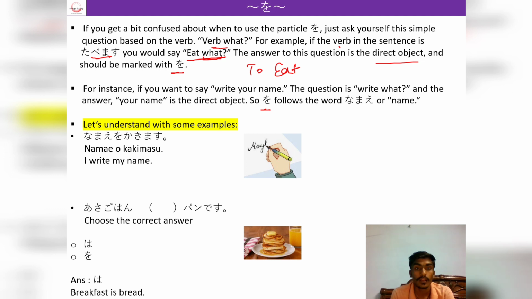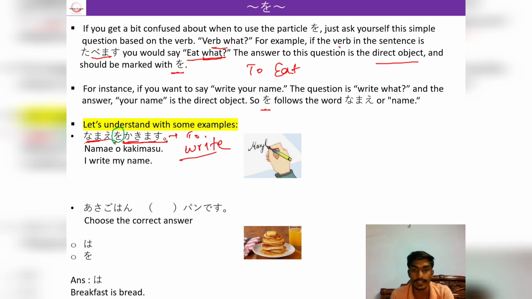For example, if we are writing a name, then also we will use the o particle. For example, namae o kakimasu. Here kakimasu means "to write" and namae is "name". So here namae is being affected by kakimasu. That's why we have used the o particle. So the simple use of this particle is whenever an action is going on, then we will use the o particle just to mark that object which is being affected by that action. So now let's move to some exercises so that we can understand it much better.